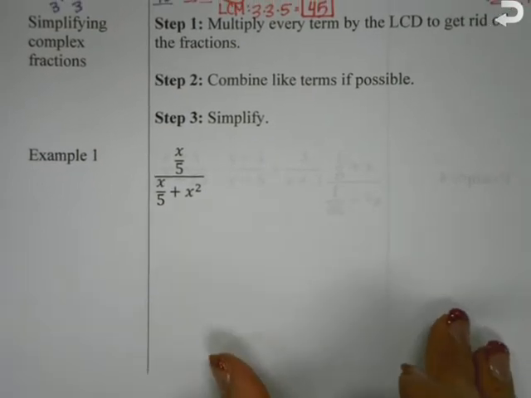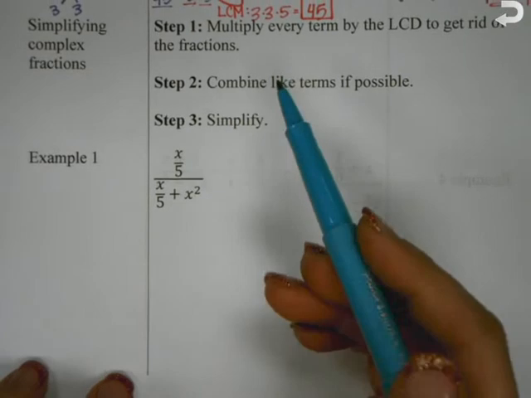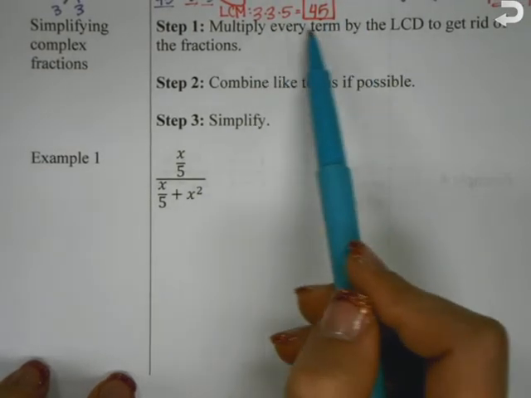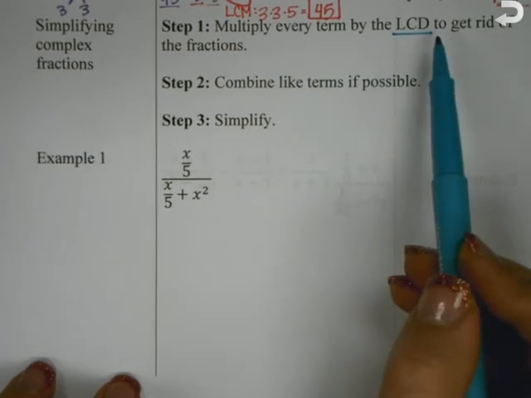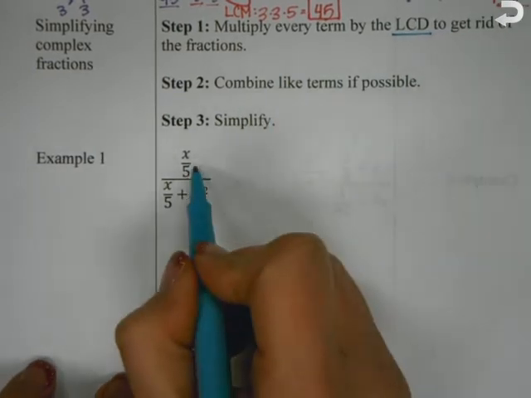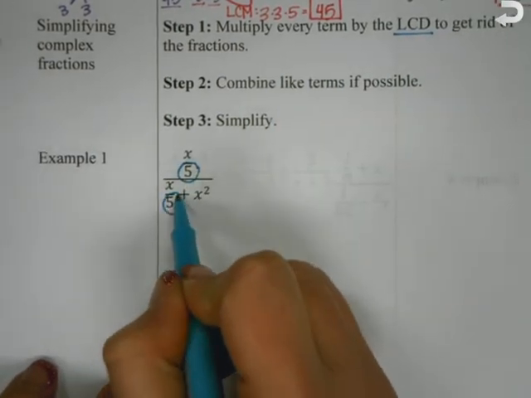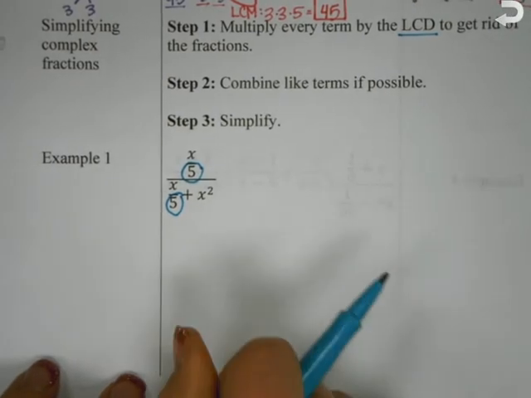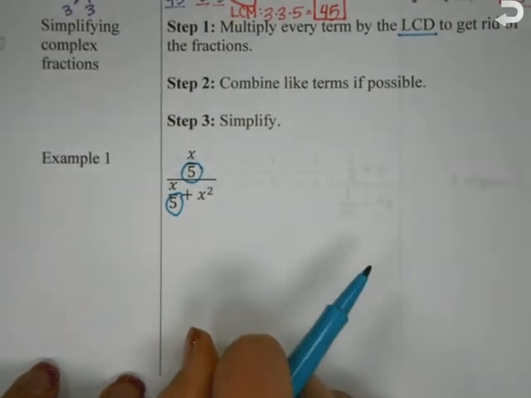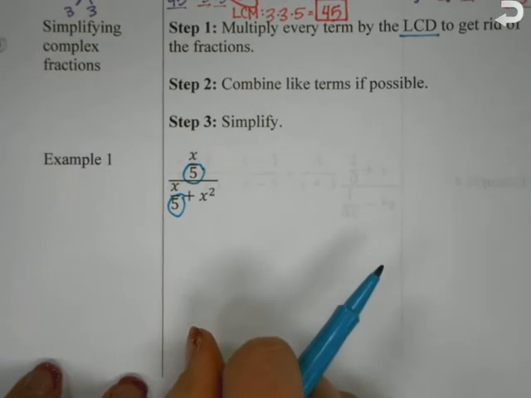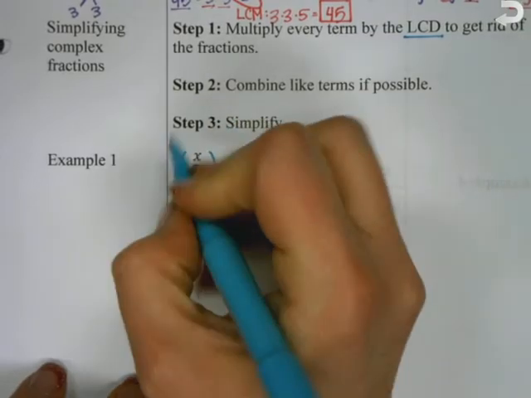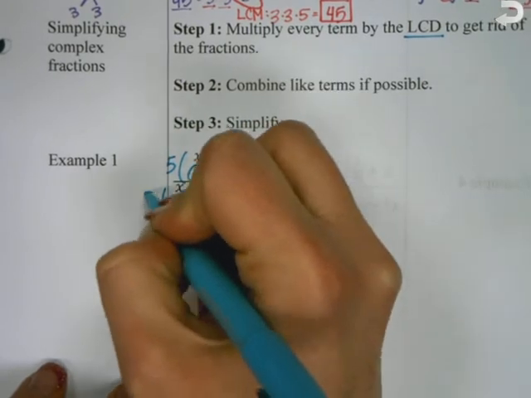Okay, now step 1 is we want to multiply each term by the LCD. And since we're specifying the least common denominator, we're only concerned about the denominators. So in this case, it's just the two 5s. So what would the LCD be here? 5. So we're going to multiply each term by 5, all of them, every single term.